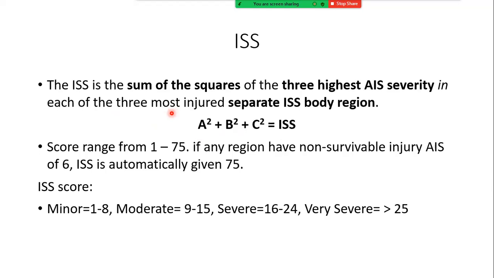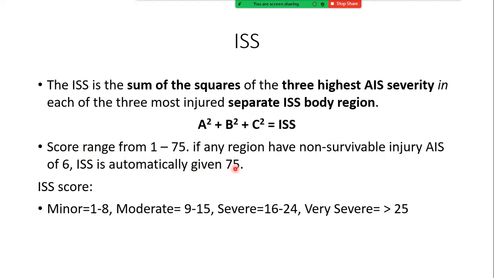If any body region has an injury severity of 6, which is maximum injury, then automatically the total ISS will be given as 75. Then you do not have to calculate A square plus B square plus C square. This calculation will not be done. If any body region has an injury of 6, then the total score will be 75, and the total score ranges from 1 to 75. If any region has a non-survival injury, meaning an injury of 6, the ISS will be automatically given as 75.